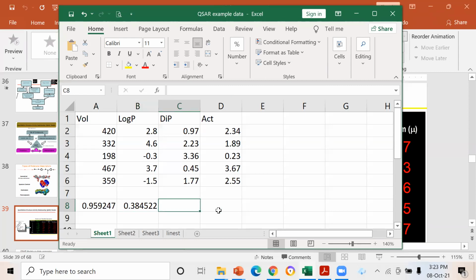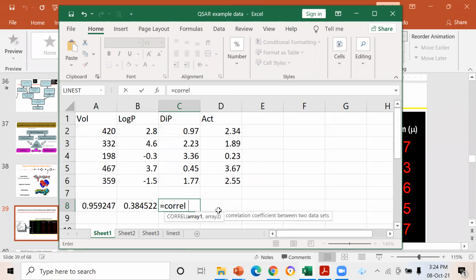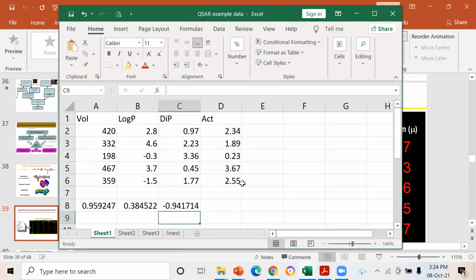Now let's look at dipole. This is also very good. It's showing minus. Minus means as dipole increases, activity goes down. As dipole decreases, activity goes up. Whereas in the case of volume, as the volume increases, activity goes up. Volume decreases, activity goes down. So this is also good. Even if it is minus, it's closer to -1. Can you see? Both are good.